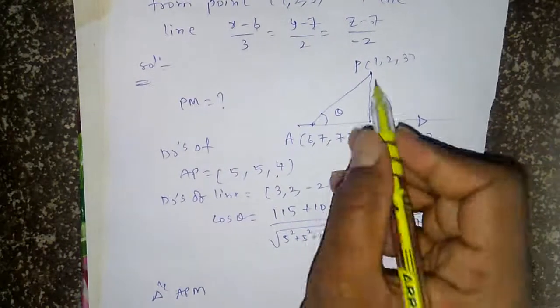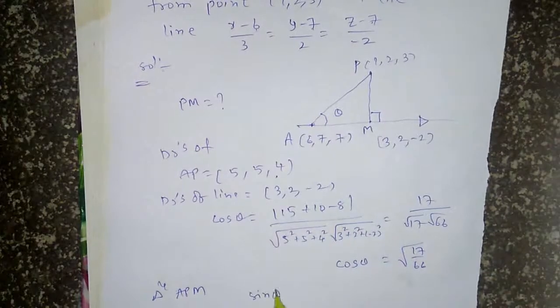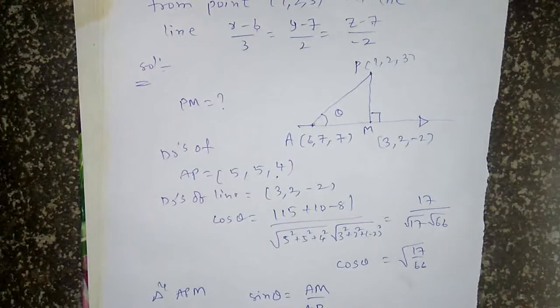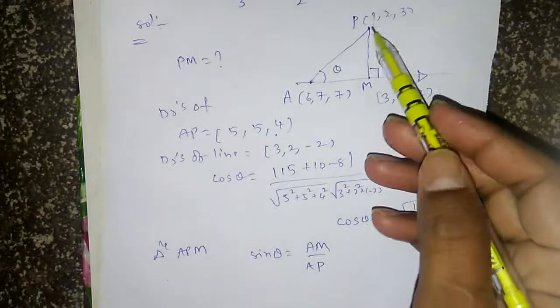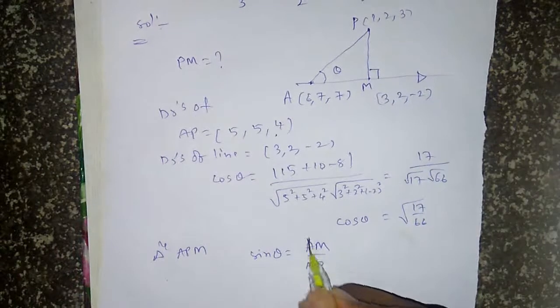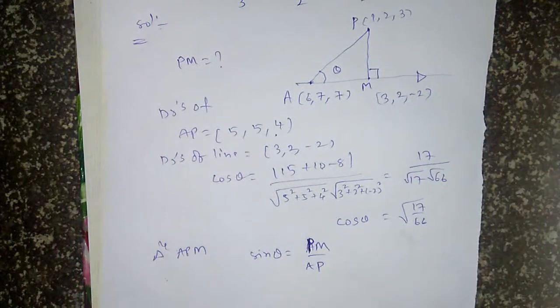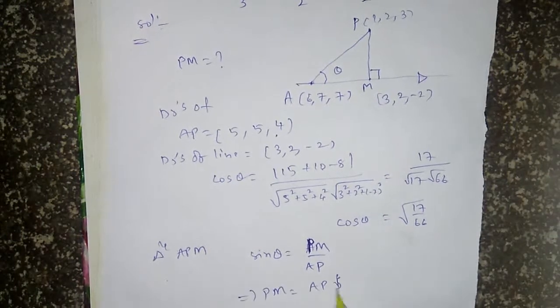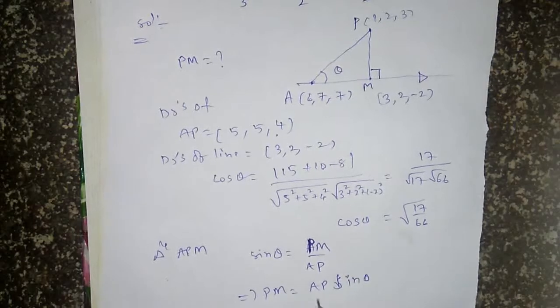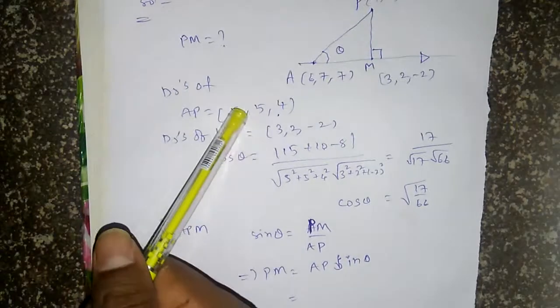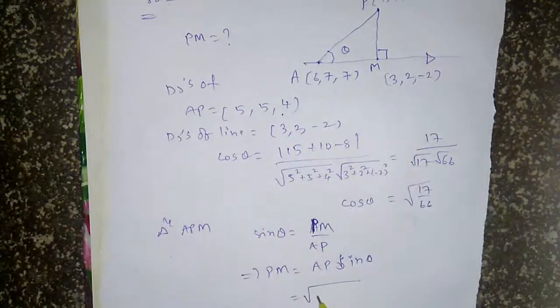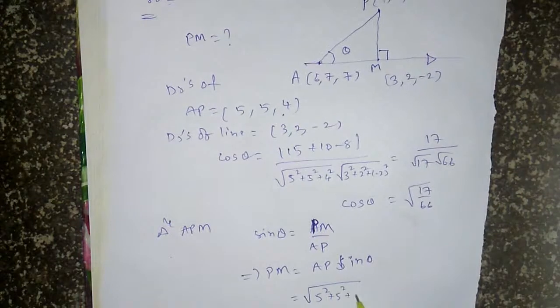Now from the triangle APM, we need the value of PM, right? So I am taking sin theta. Sin theta is equal to PM by AP, opposite side by hypotenuse. So we need PM, the perpendicular. PM is equal to AP sin theta. AP is the distance AP. You can use the drs here. So the distance is the root of 5 square plus 5 square plus 4 square.